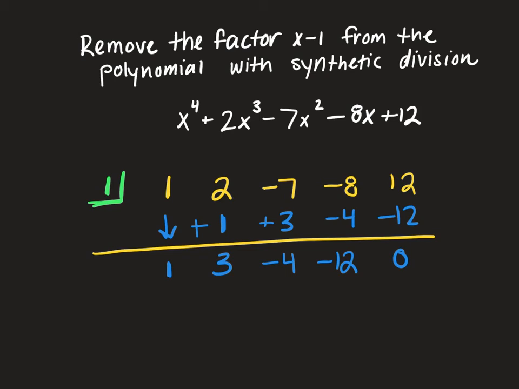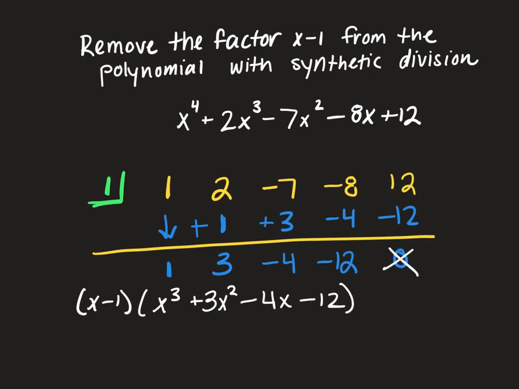So then to write our final answer, we have our x minus 1 that we were given at the beginning. And then we start with our second highest power, so it's going to be x to the 3rd. So it's 1x to the 3rd plus 3x squared minus 4x minus 12. And again, that 0 is just going to drop off.